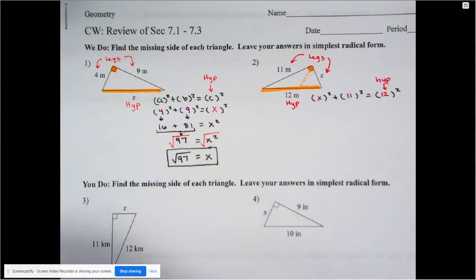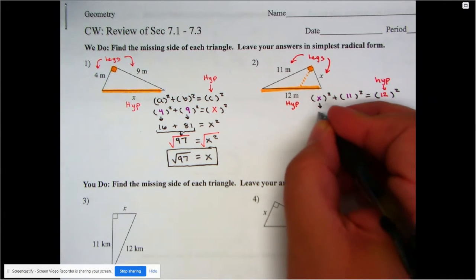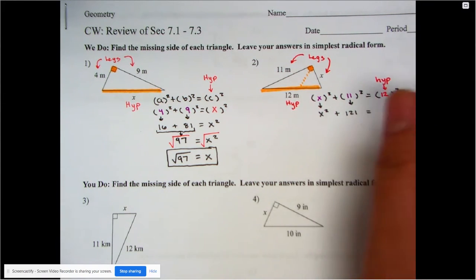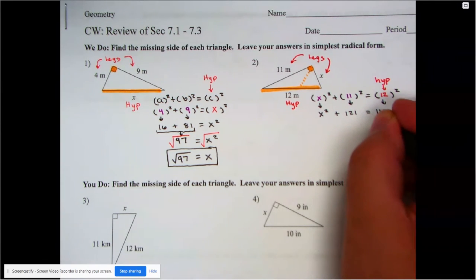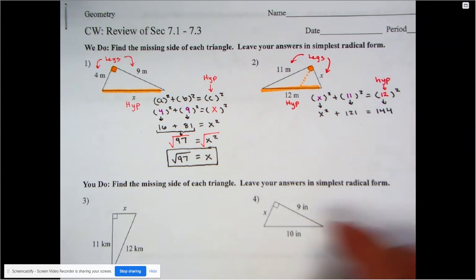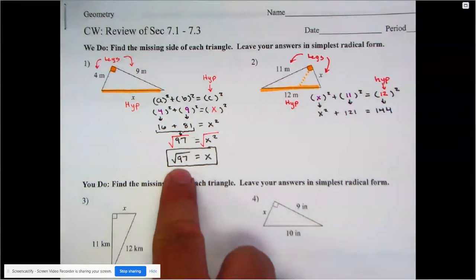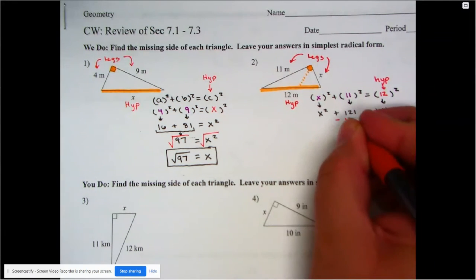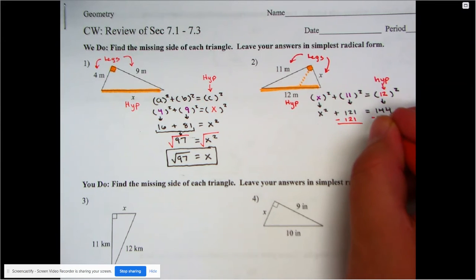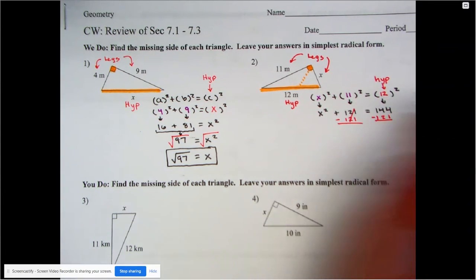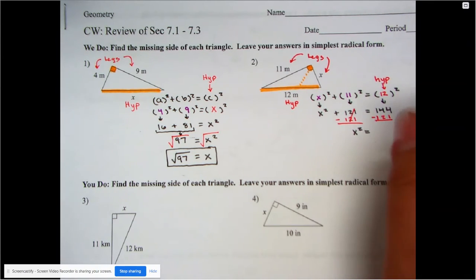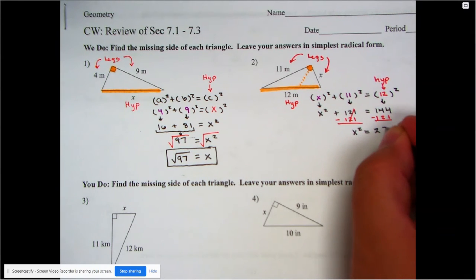So now I'm just going to work it out. X squared is x squared. 11 times 11, 121. And 12 times 12 is 144. Now, unlike here, where we combine them immediately, this time I do have to bring in a little bit of algebra, bring in the inverse, and I subtract the 121 from both sides, leaving me, of course, with x squared is equal to, well, let's do the math here, 23.